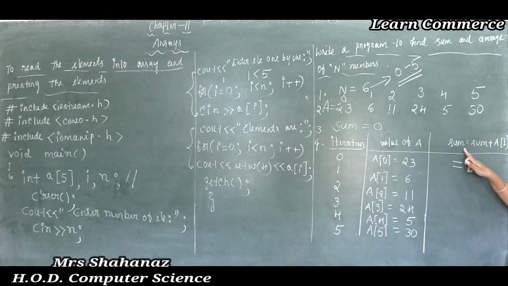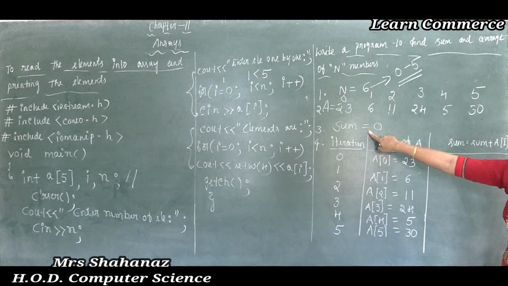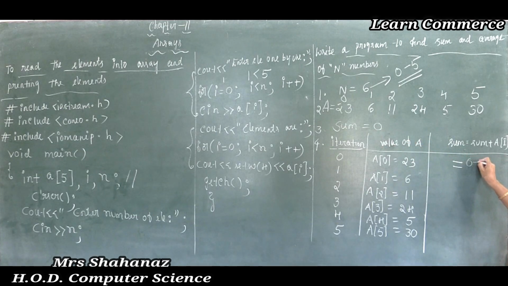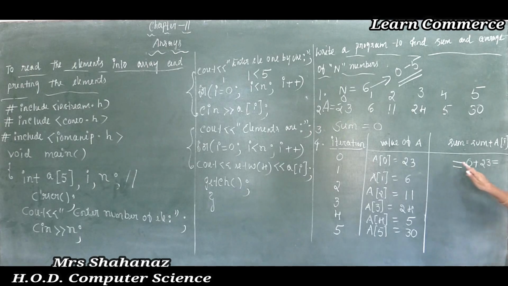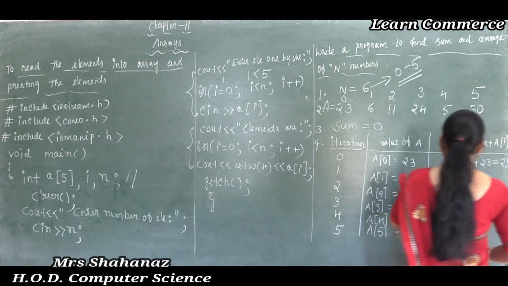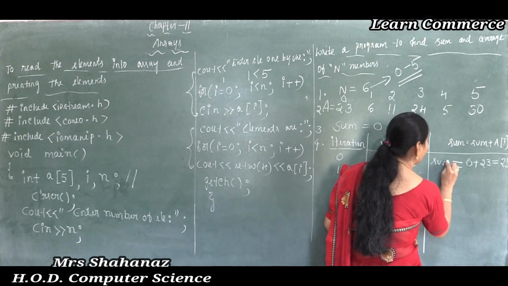ಸೊ ಕಾಲಮ್ ಹೇಗೆ ತಗೊಂಡಿದ್ದೇನೆ, sum is equal to sum plus a of I. Okay, sum is equal to sum plus a of I. Now first of all ನಾನು sum ಗೆ ಎಷ್ಟು ವ್ಯಾಲ್ಯೂ ಕೊಟ್ಟಿದ್ದೇನೆ, 0. So 0 plus a of I, that means in a of I, in 0 position, going to start from the 0 position here. So a of 0, so in 0 position what's the value there, the value is 23. Clear this point here, the value is 23. When you are going to add 0 plus 23, the value is 23. Clear this point here, that means this sum value is equal to 23.